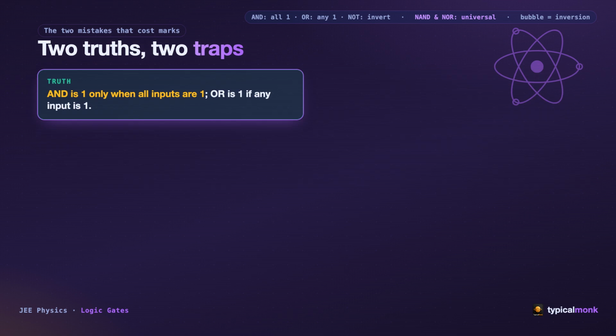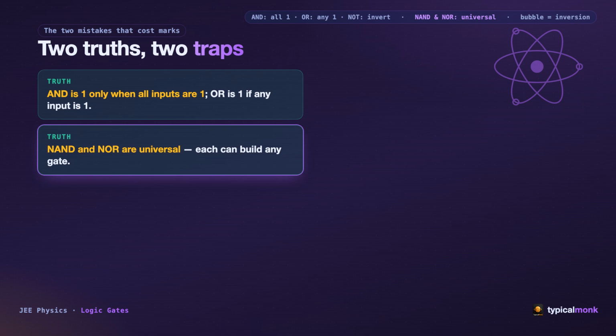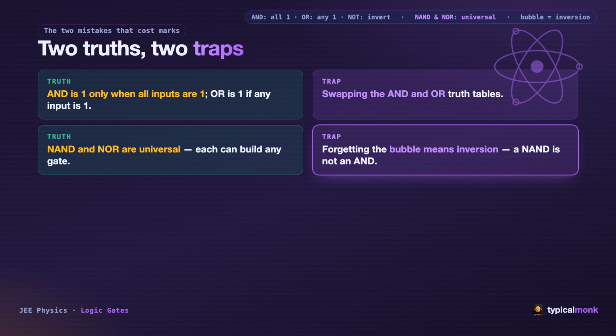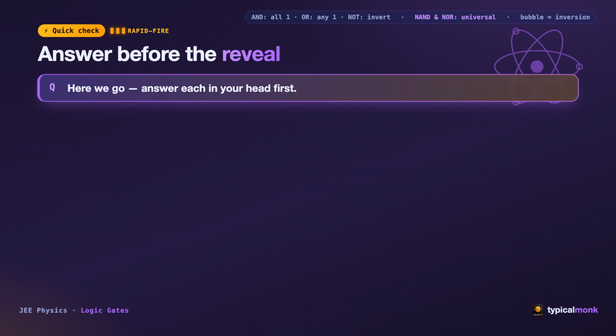Now, the 2 mistakes that quietly cost marks. The truth, AND is 1 only when all inputs are 1, OR is 1 if any input is 1. The trap, swapping the AND or OR truth tables. The second truth, NAND and NOR are universal, each can build any gate. The second trap, forgetting that the bubble means inversion, a NAND is not an AND. Now test yourself, answer in your head before the reveal. That is how G-speed is built.